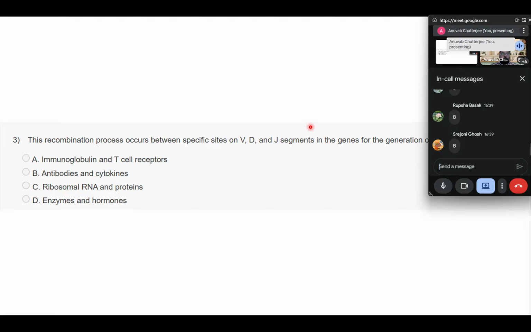So VDJ recombination occurs in which of the following things? Hemoglobin and T cell receptors, antibodies and cytokines, ribosomal RNAs and proteins, enzymes and hormones. You can put in what you think is the correct option in the chat.